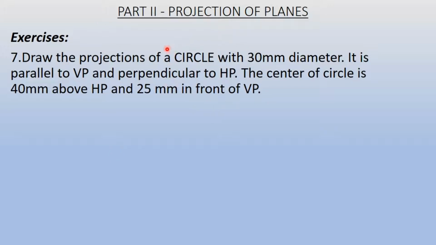So it is a case of a circle. It is just a circle with no thickness. It is just a plane, and the diameter of the circle is 30 mm. It is parallel to the vertical plane. You can say that it is standing on the horizontal plane because it is perpendicular to the horizontal plane, and the distances from the HP and VP are given. So we will see the explanation part. After that I'll draw this in the drawing sheet so that you can understand it fully.